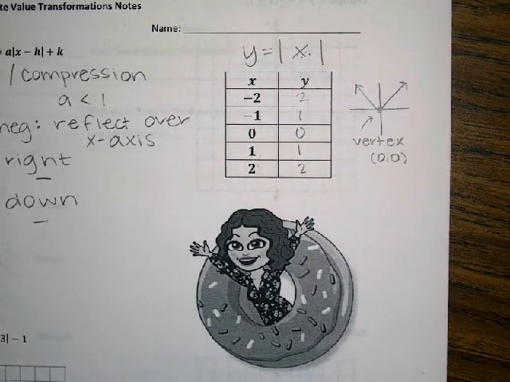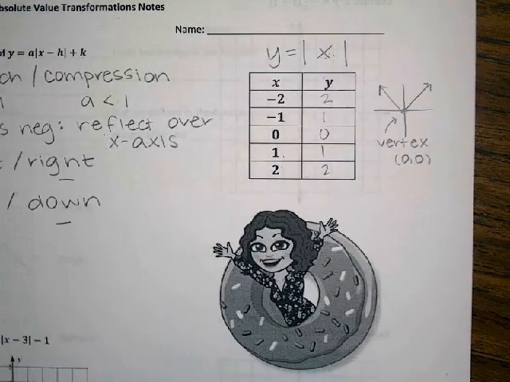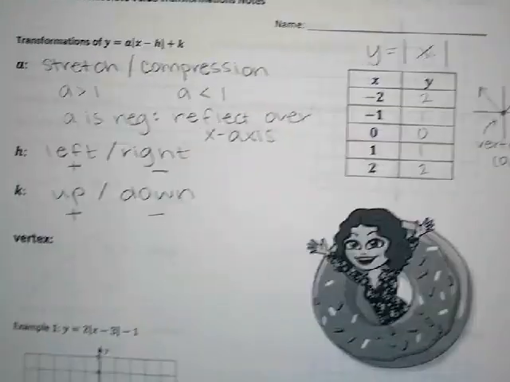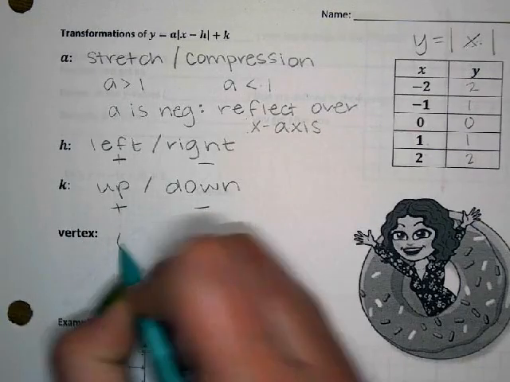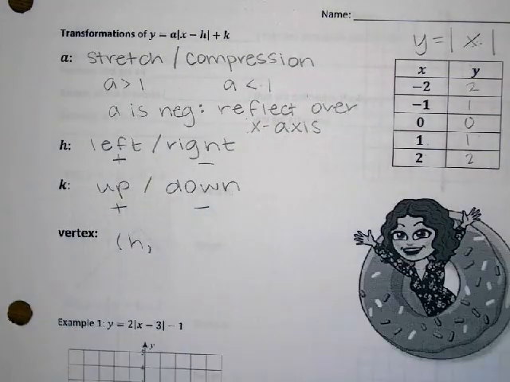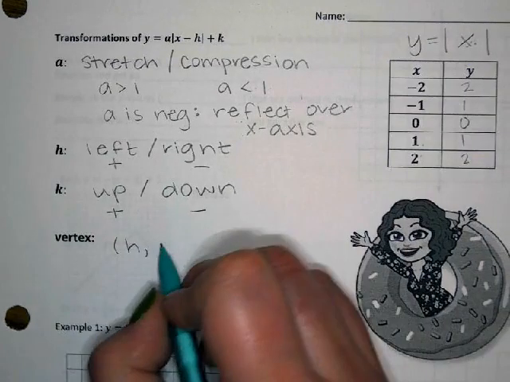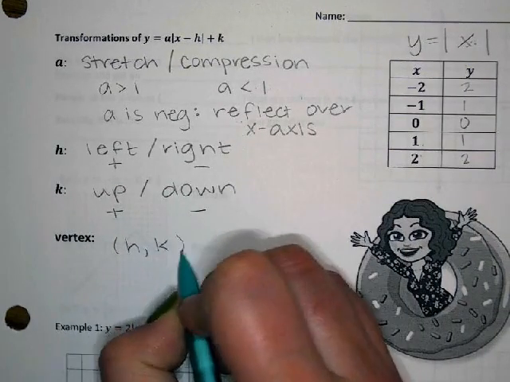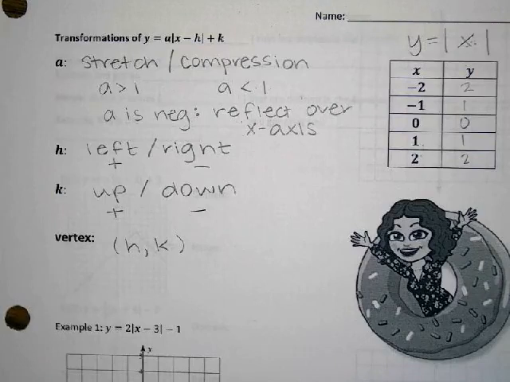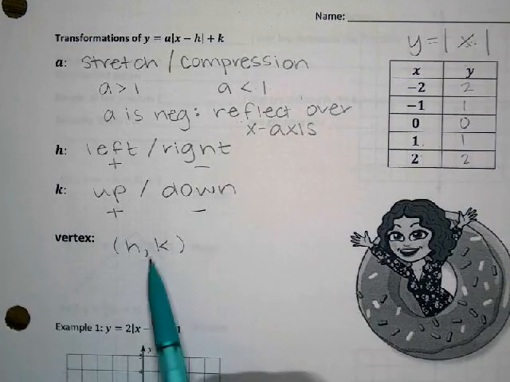Now, if you have done any transformations, if you've moved the graph at all, then the vertex is going to be h, however far you shifted the graph left or right. It's going to be h, comma, k. K is however far you shifted the graph up and down. So the vertex for the parent graph is 0, 0 because we didn't shift the graph anywhere. But if you did shift the graph left or right, up or down, then that's what the new vertex would be.